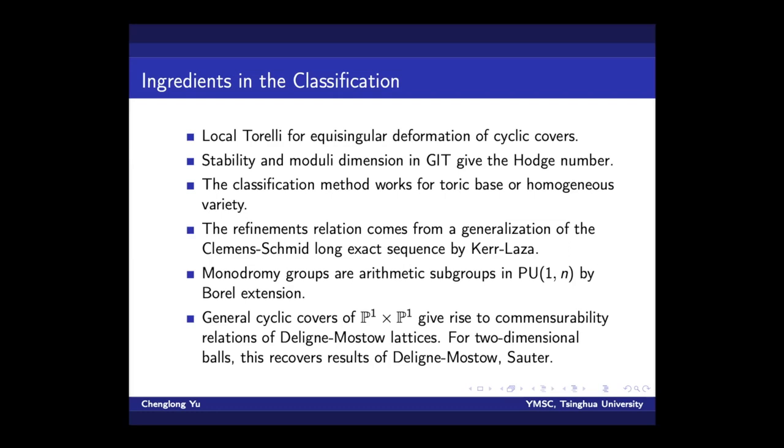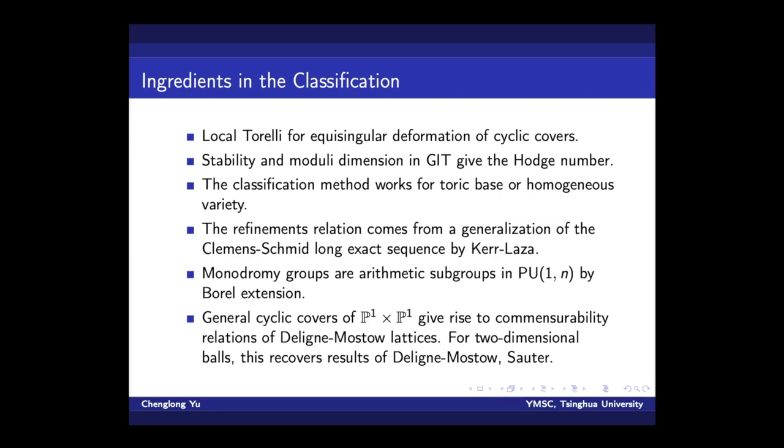The usual Clemens–Schmid exact sequence requires semi-stable reduction, and in the geometric case, that's usually very hard to find. In our case, we will use a version by Kerr and Laza, essentially coming from the decomposition theorem. So the monodromy groups are proven to be arithmetic groups by Borel extension.